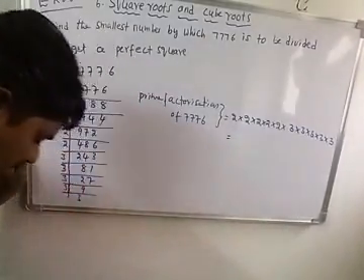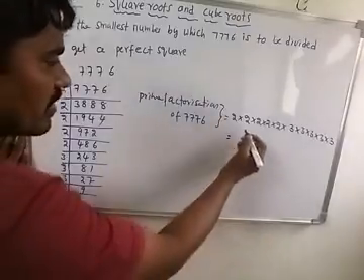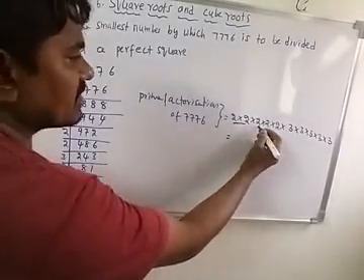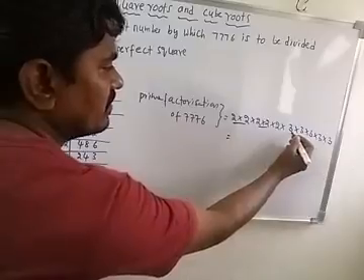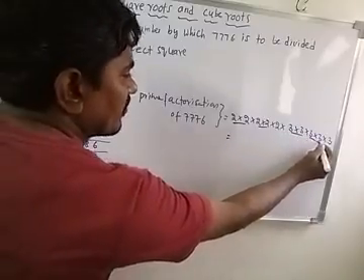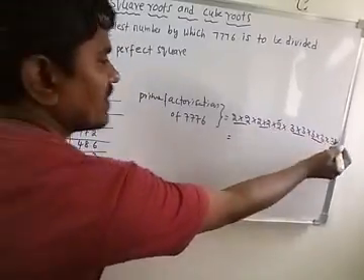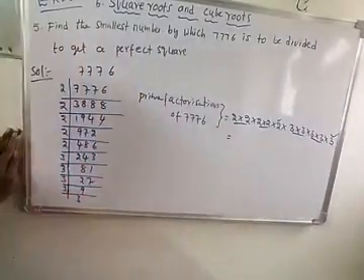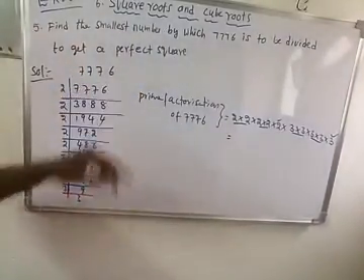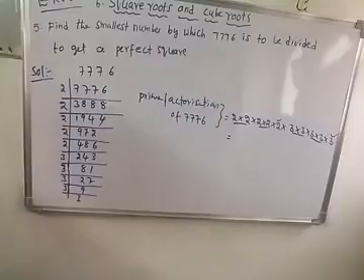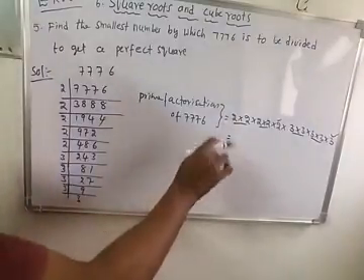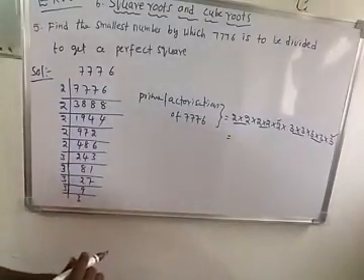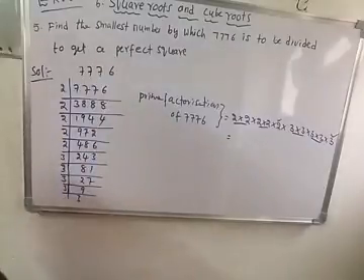Now we will take pairs of each one. This is one pair, this is one pair, here one pair, here one pair. So here remaining is 2, here remaining is 3. So 7776 is divided by 2 into 3, 2 into 3 is 6, then we will get a perfect square.